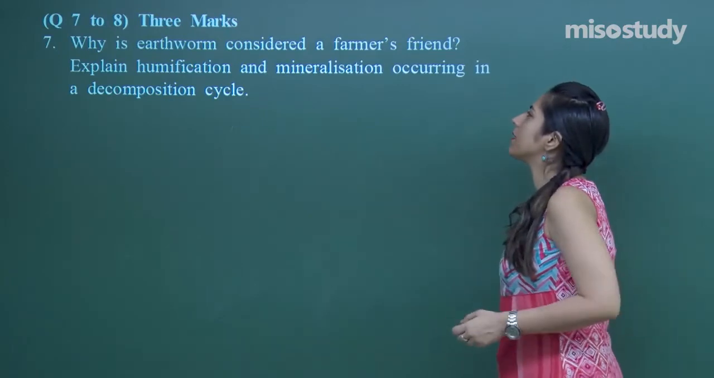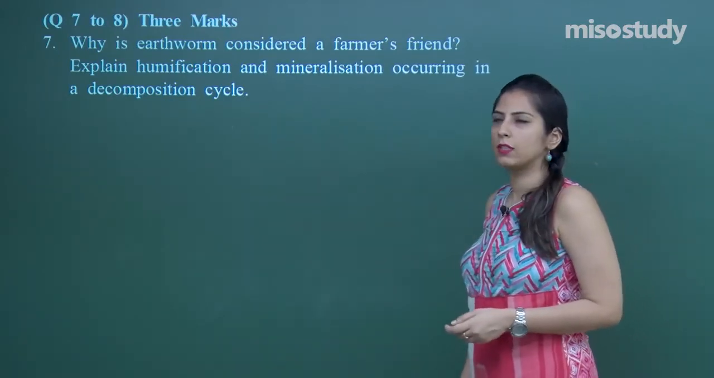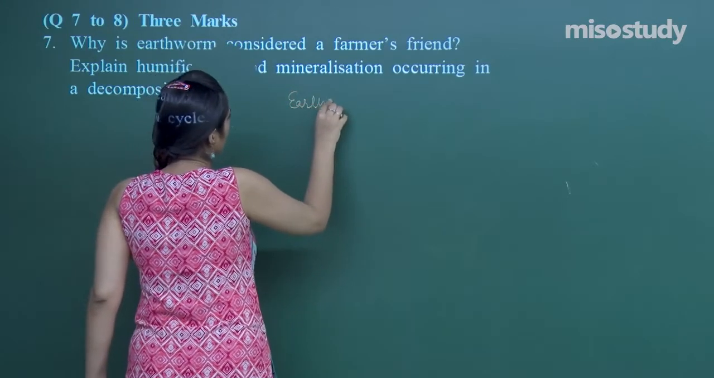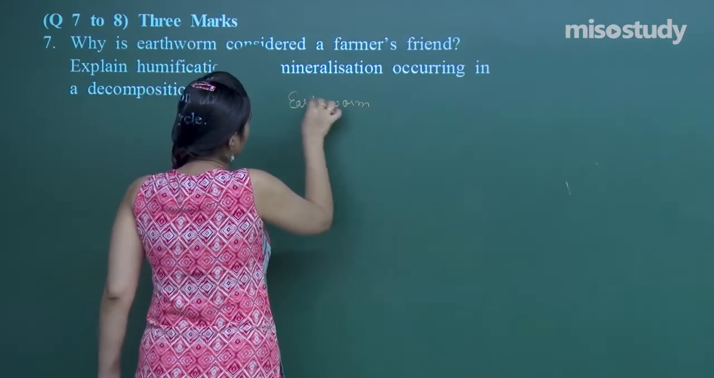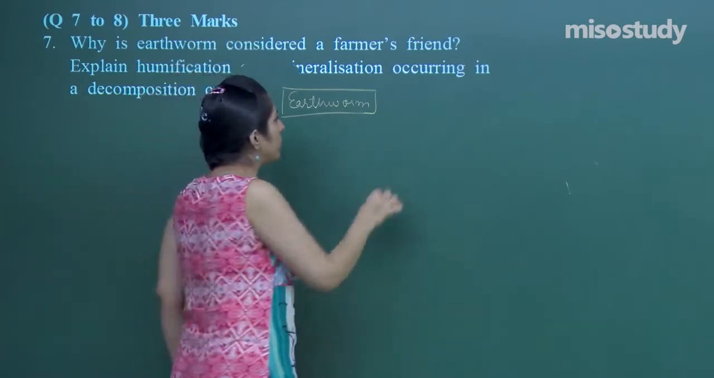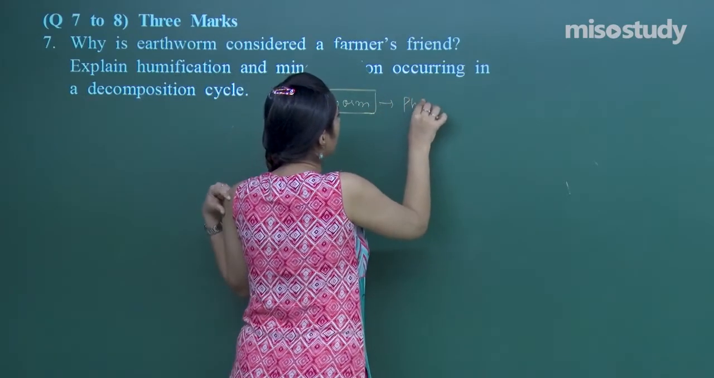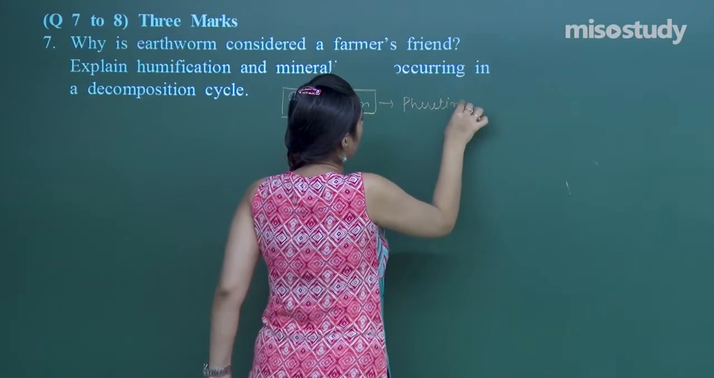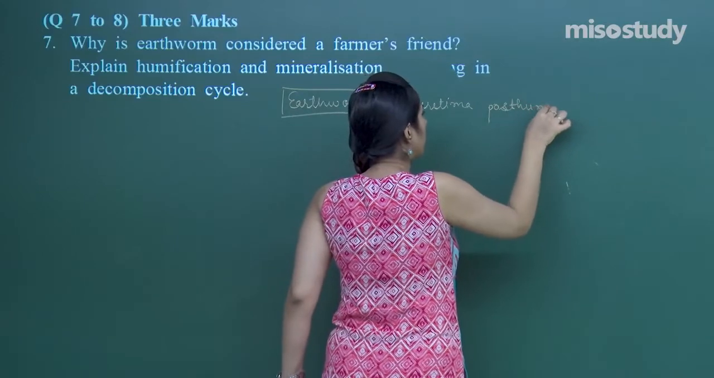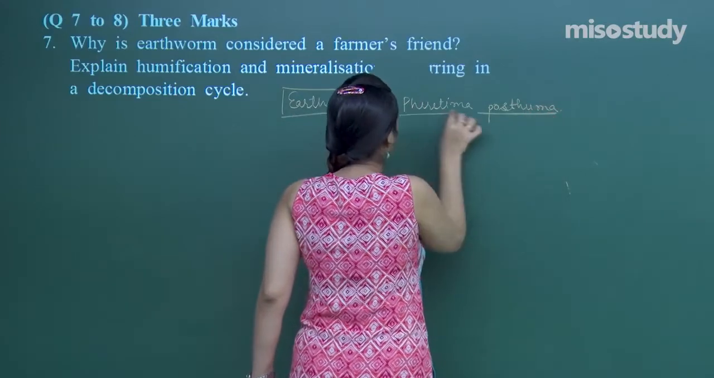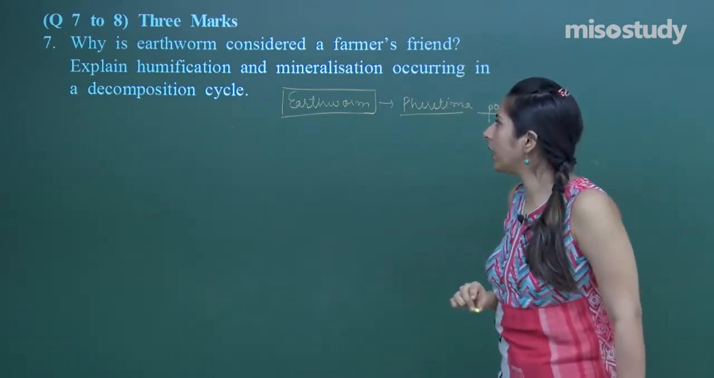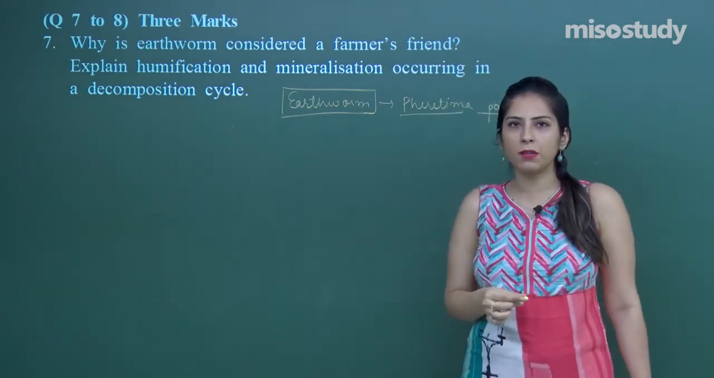Why is the earthworm considered a farmer's friend? What is the scientific name of the earthworm? That is Pheretima posthuma. Now, they are asking, why is the earthworm considered a farmer's friend?